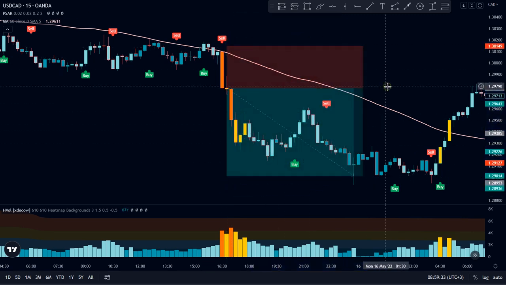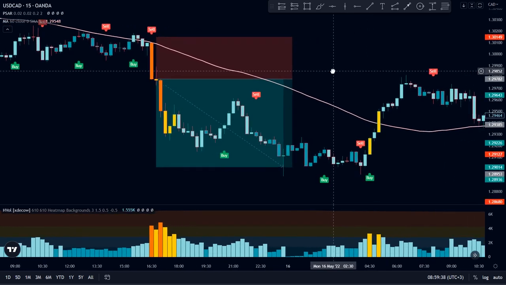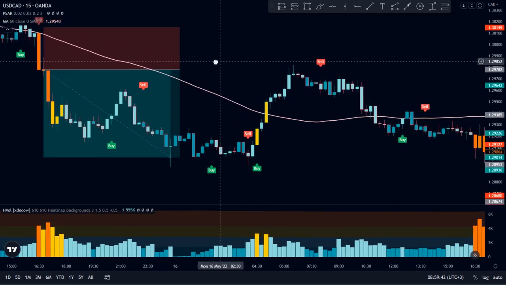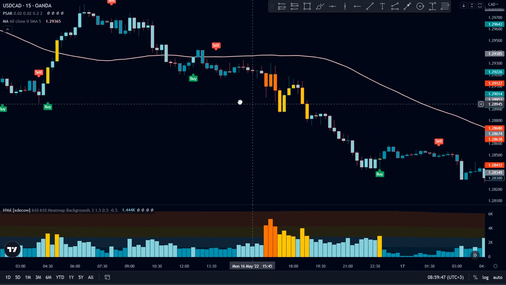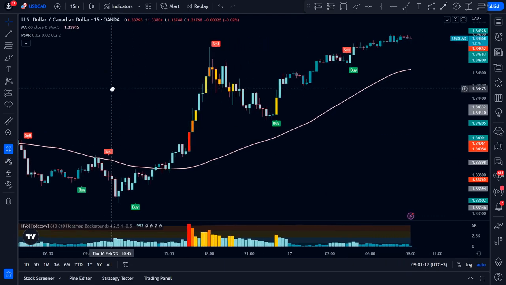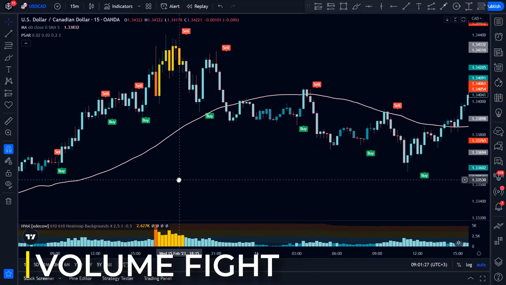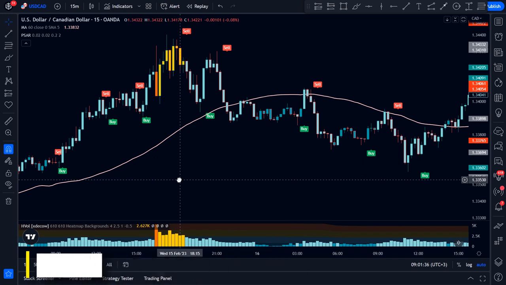This is a really good indicator, and I definitely recommend it. Go ahead and play around with it and see what strategy you can come up with. Now, in the second place, we have a volume indicator called Volume Fight. This indicator is so powerful and can help you avoid a lot of losses when live trading.